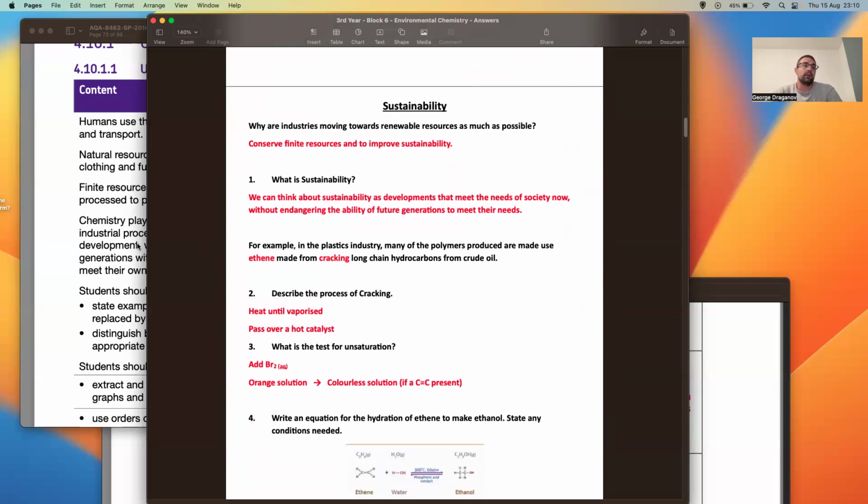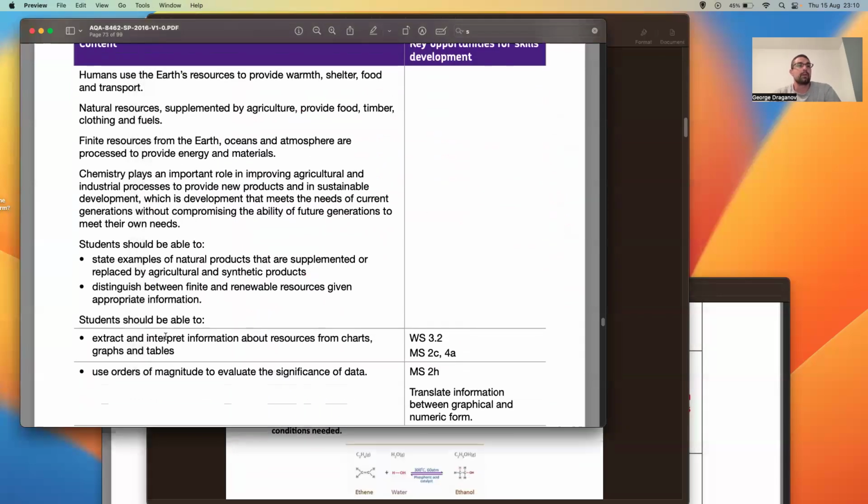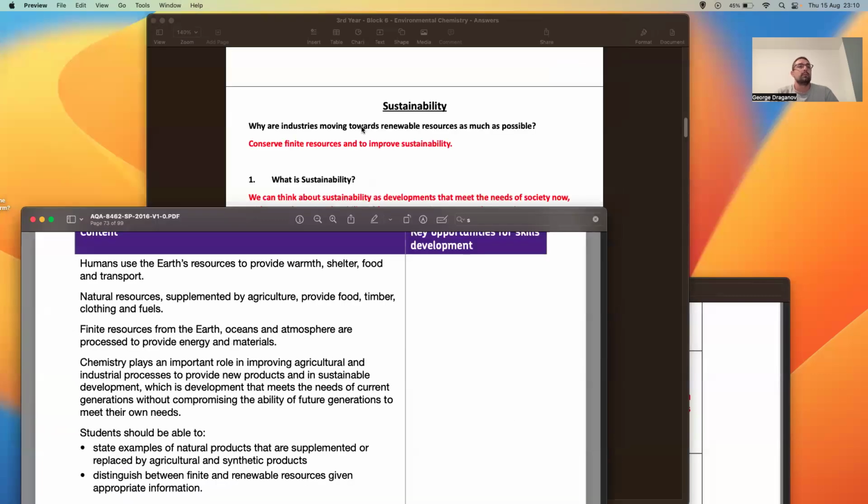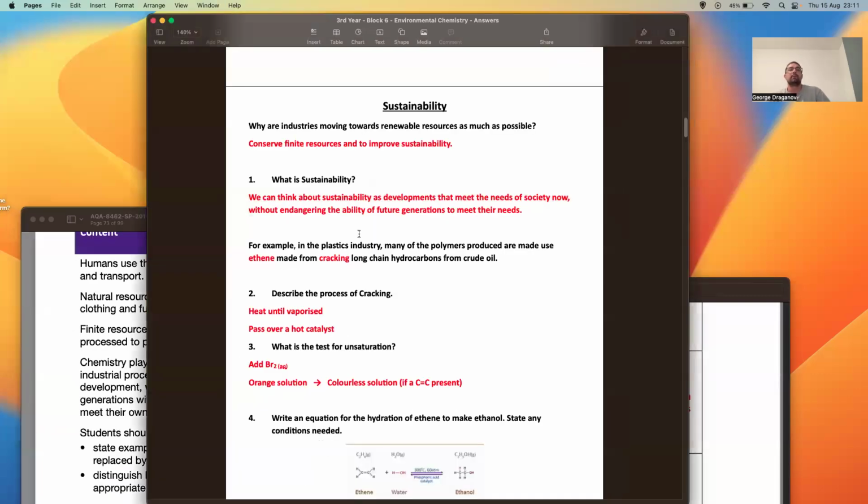Lastly, if we just look at sustainability, students should be able to extract and interpret information about resources from charts, graphs and tables. So this is just common sense. Use orders of magnitude to evaluate the significance of data, which basically means be able to divide, say, this one pollutes 10 times more than this one. So just looking at the data mathematically. Let's just look at sustainability as the final bit.